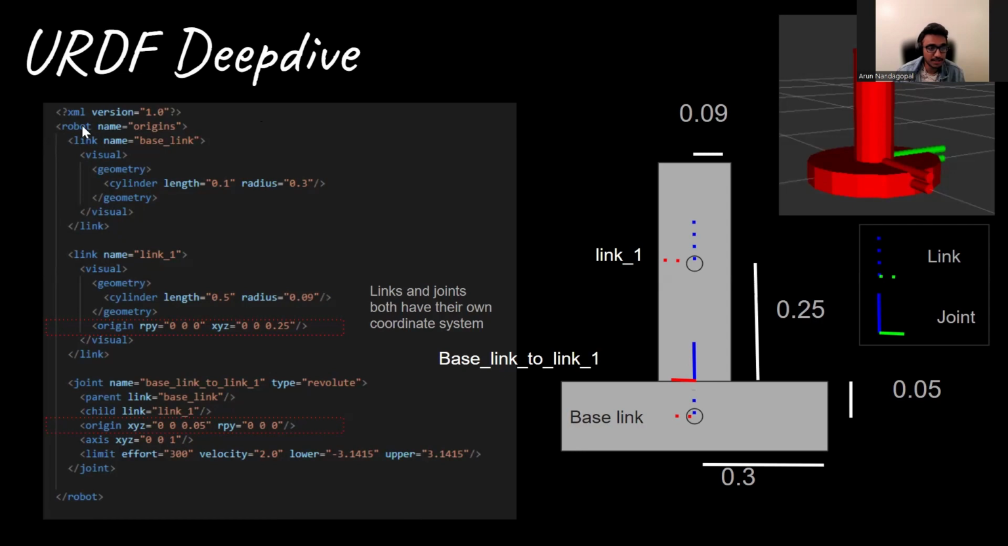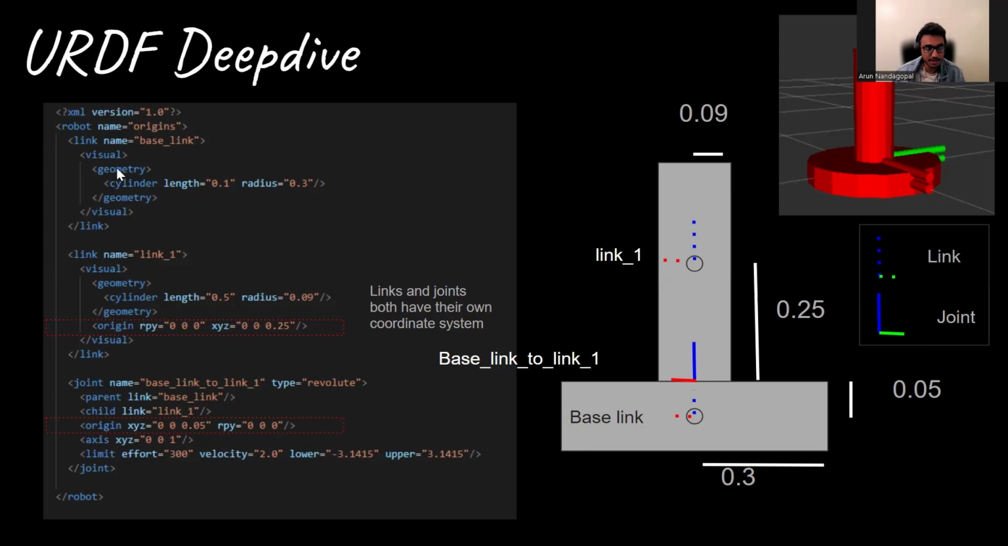And then you can see here, there are tags for links and tags for joints. Let's talk about links first. The links consist of a visual tag, and also inertial and collision tags, which I will not talk about in this video. But the visual tag defines what we are going to display on the visualization software. For example, here, what we want to be displayed for the links are just cylinders.